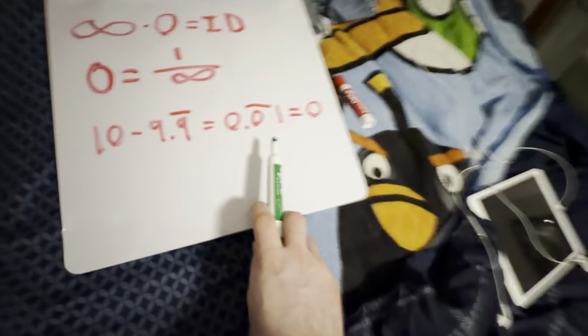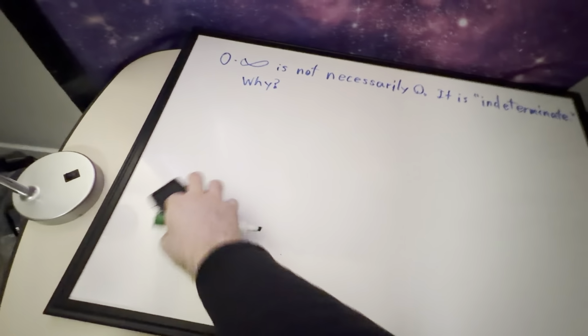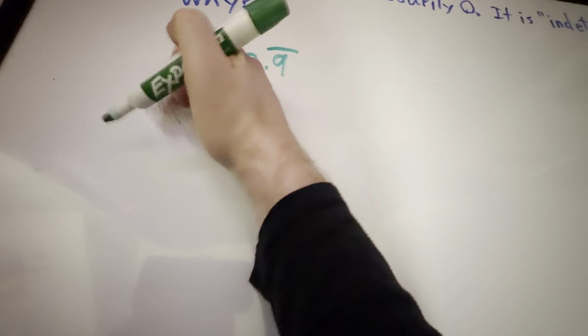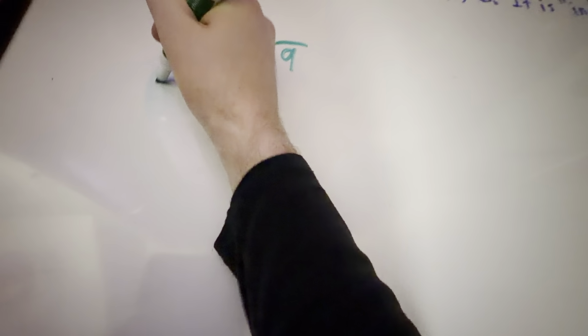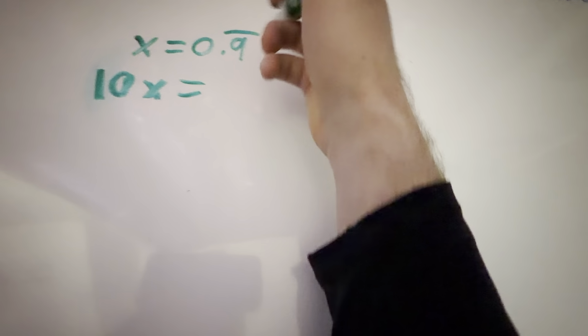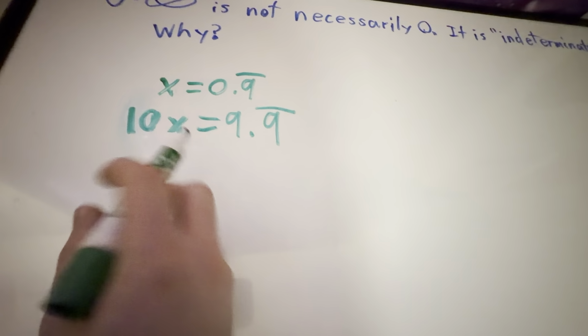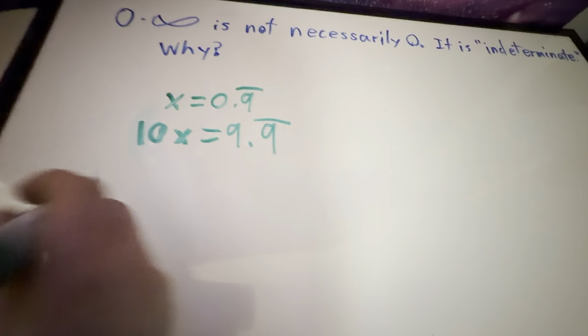Whoops, that fell on the floor. All right, let's do the next proof, which involves this that I just wrote down. So we're going to take a little bit of a detour real quick to explain that. Let's say x equals 0.9 repeating, where the 9s go on forever. Well, 10x equals 9.9 forever repeating. Well, let's subtract x from 10x.